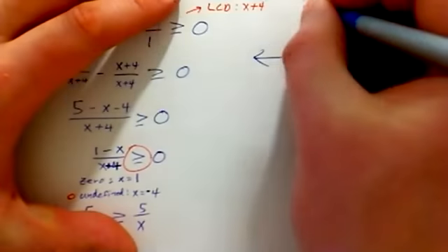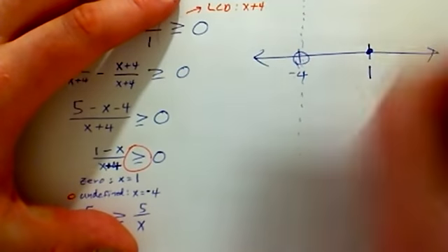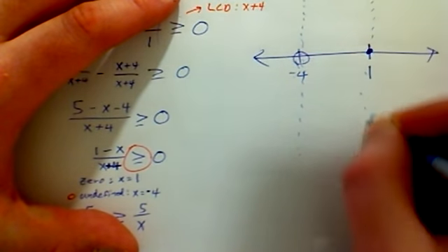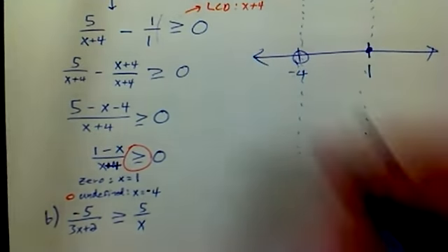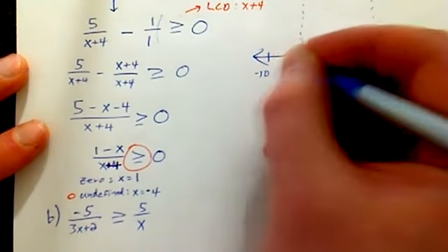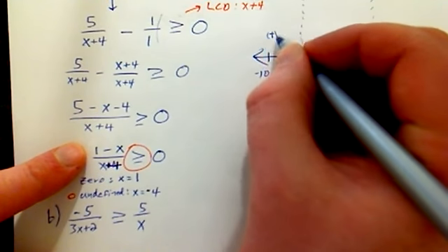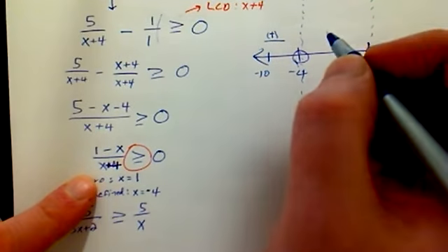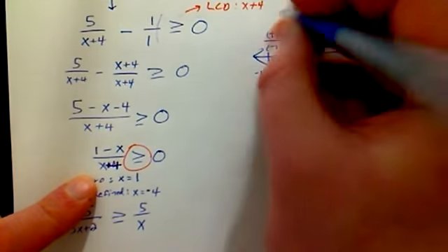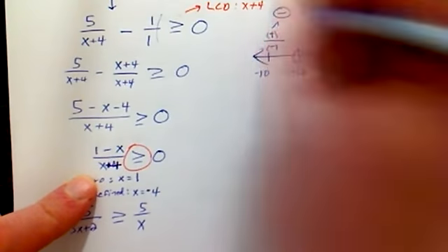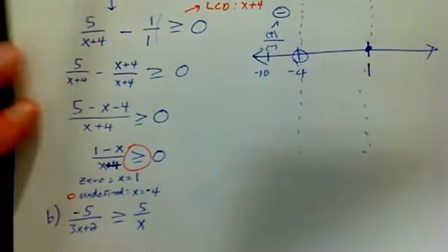And then I'll go through. I know these are where the sign changes from positive to negative or negative to positive can occur. And I'll pick some test points. If I choose negative 10, I will have 1 minus negative 10, which is positive, divided by negative 10 plus 4, which is negative. Altogether, that gives me a negative answer. I don't want negative stuff.